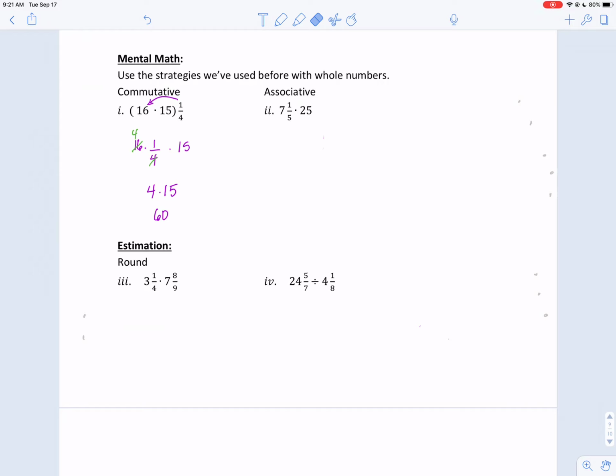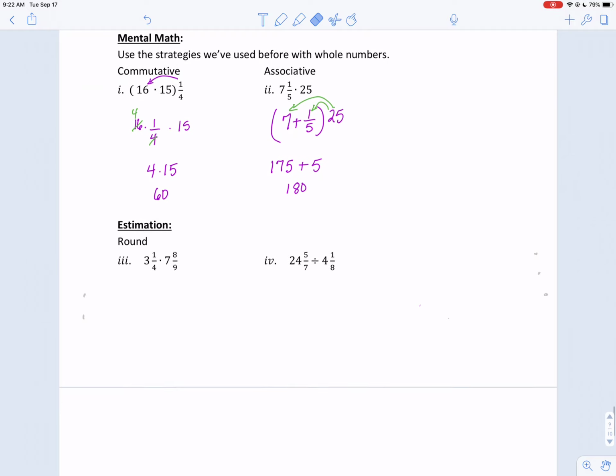So this one, remember we talked about 7 and 1/5, that really is just 7 plus a fifth times 25. So that's what we're going to do. We're going to distribute that 25 to the 7 and get 175, and then the 25 to the 1/5, and that's going to give me 5, because 1/5 of 25 is just 5. And then we can add those together and get 180.